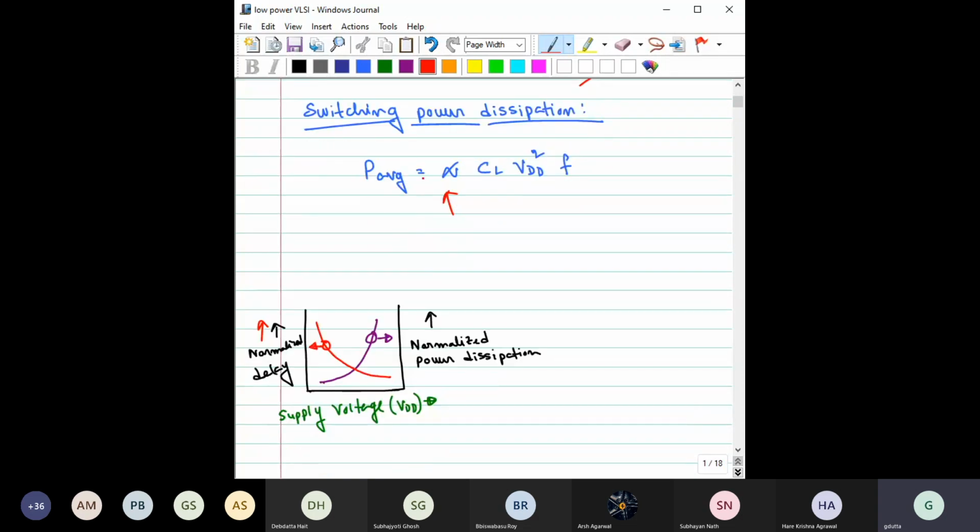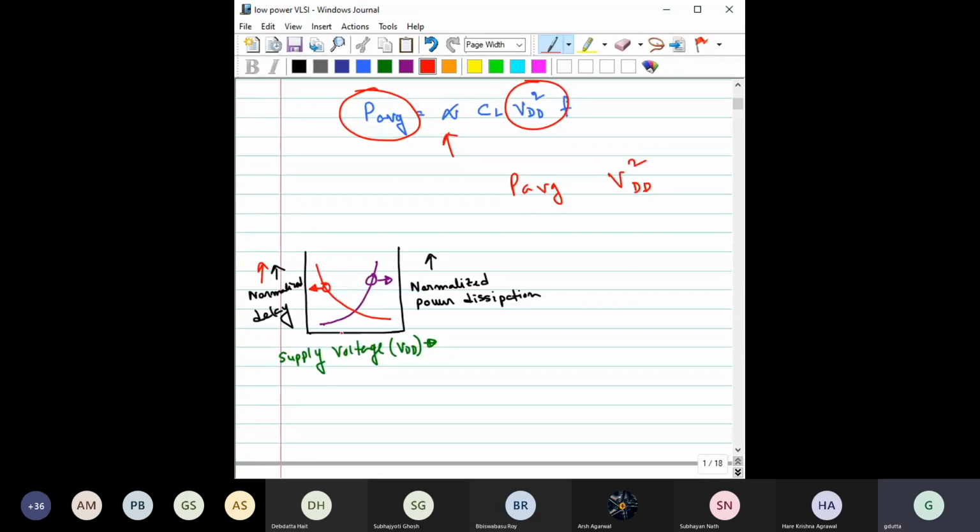Here we have seen that the power dissipated is proportional to VDD square, right? So if you can reduce VDD by half, then the power dissipation would become 1/4. That was the goal. If you plot the normalized power dissipation with respect to the supply voltage, you can see that as you reduce the supply voltage, your power dissipation reduces substantially. But at the same time, at the expense of what? At the expense of increasing delay, right? Delay is increasing.